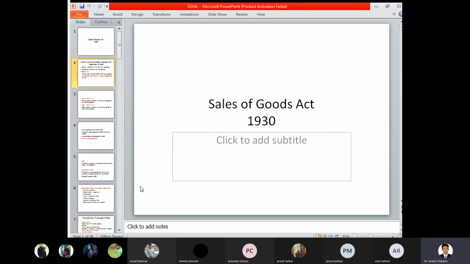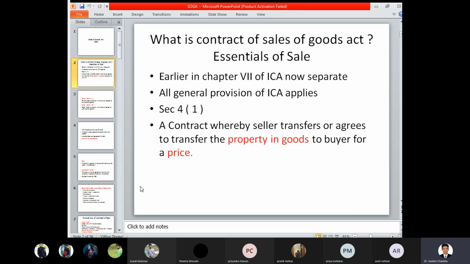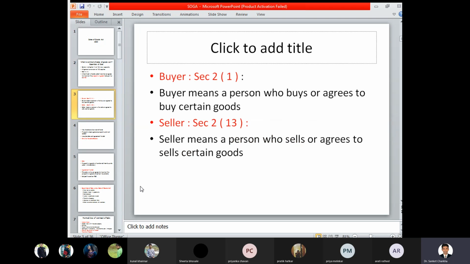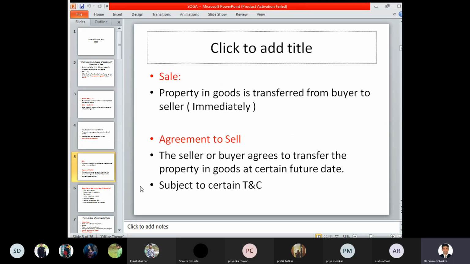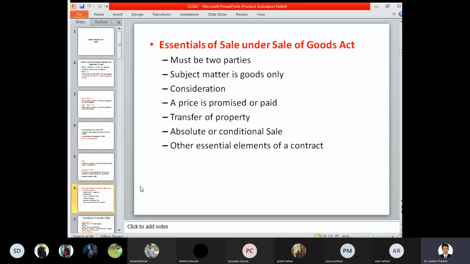We have seen in the last lecture that is available with you what is a contract of sale and what are the essentials of a valid sale. Then we saw the definition of buyer and seller under section 2.1 and section 2.13, conditions of sale and agreement to sell. Then we saw the essential elements of a sale under the Sale of Goods Act.